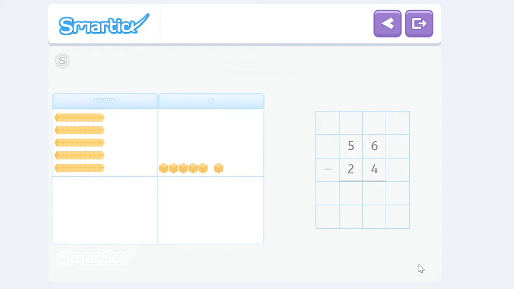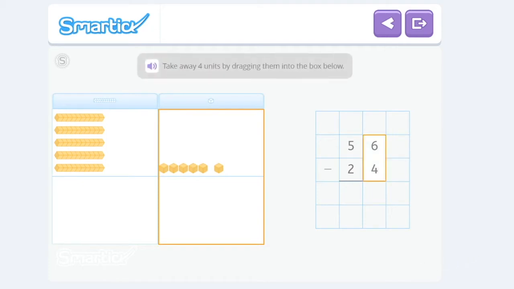Now we're going to start subtracting. As always, we start with the units. 6 minus 4. Take away 4 units by dragging them into the box below. When you've finished, press the continue button. Okay, so let's drag 4 units: 1, 2, 3, 4.